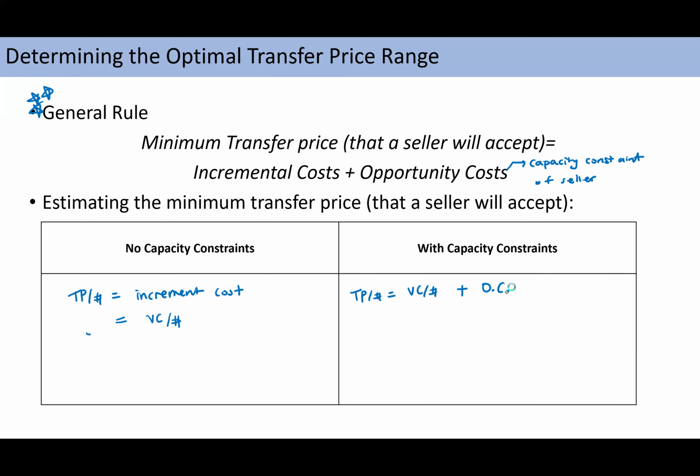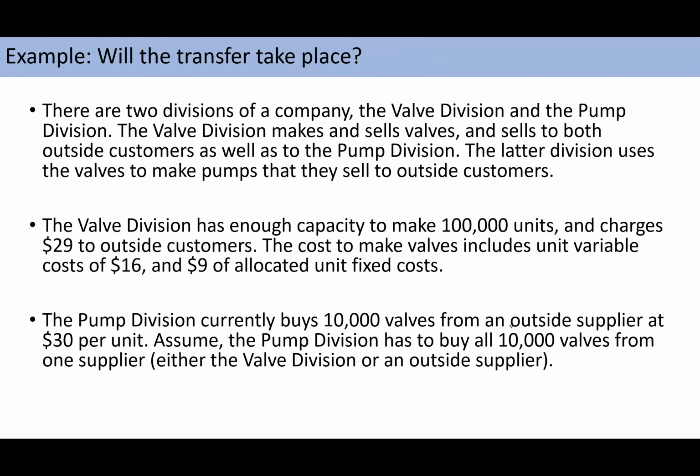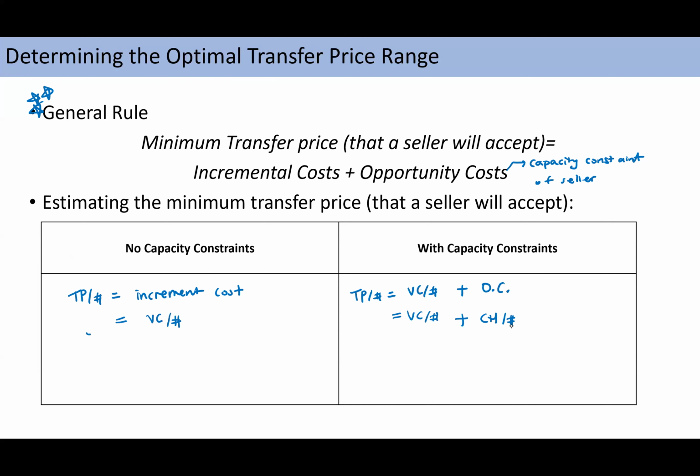So the opportunity cost is the contribution margin per unit that I would have made by selling to an external buyer. And variable cost plus the contribution margin per unit would be equal to the selling price of the product within the market. So in the next video, we will use this general rule to examine whether a transaction will take place given the transfer price.